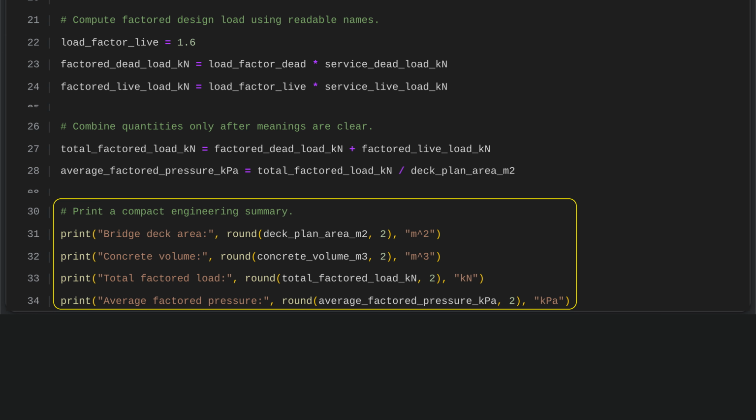The output gives a concise summary of the main engineering results: bridge deck area in square meters, concrete volume in cubic meters, total factored load in kilonewtons, and average factored pressure in kilopascals. Each value is rounded to 2 decimal places for clarity.